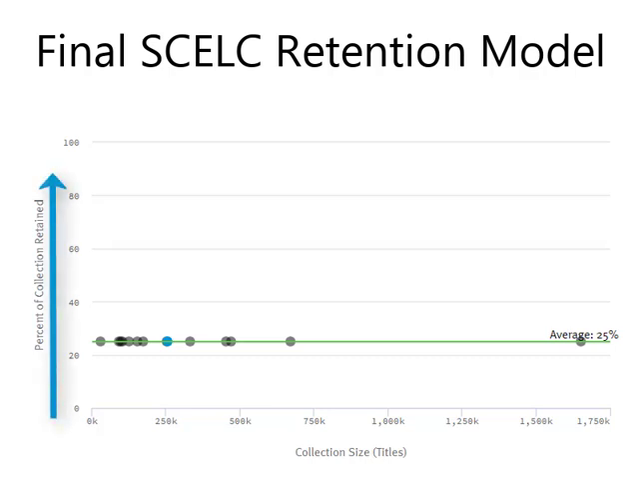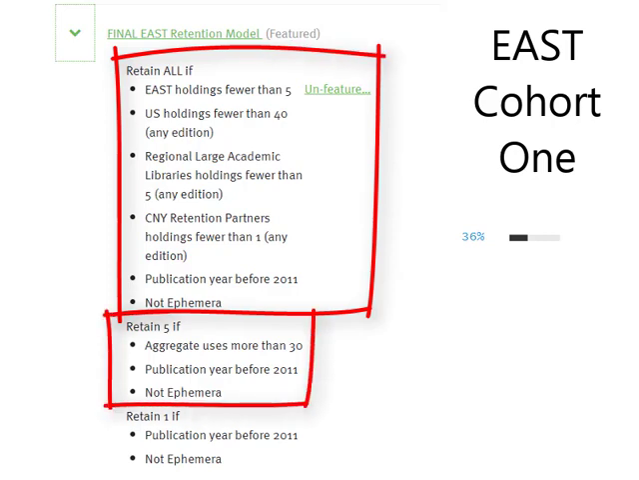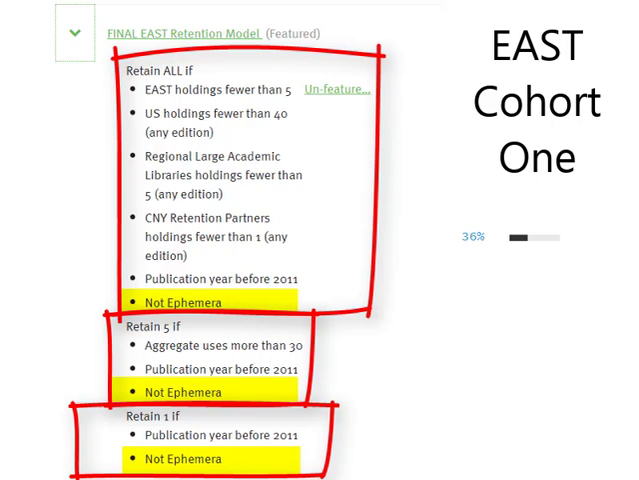The vertical axis represents the percentage of holdings that would be retained. East Cohort 1 had 36 participant libraries ranging in size from 47,000 holdings all the way up to 1.4 million. The final East model contained 3 rules, and as you can see, there were 2 categories of material that were excluded from all 3: guidebooks, textbooks, and test prep materials flagged as ephemera, and anything published after 2011.